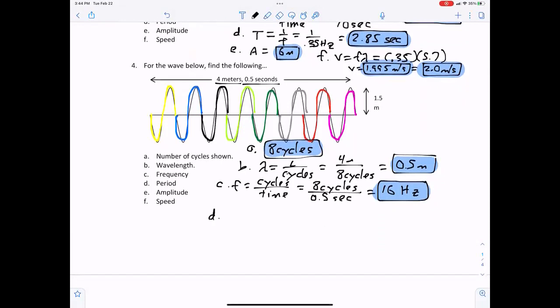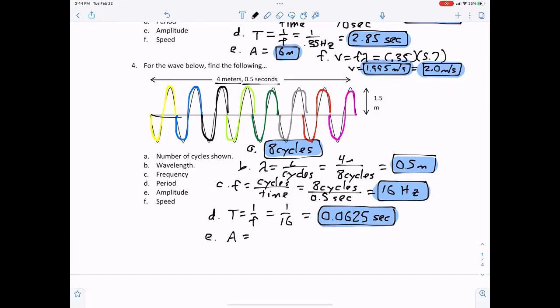Part D, we're looking for the period. Well, the period is the inverse of the frequency, so 1 over 16 is 16 inverse. Make sure you practice putting that in your calculator. 16 inverse is about 0.0625 seconds. Make sure you can do that yourself. Part E. Well, the amplitude is the distance from the middle to the highest or lowest point, which you can see clearly on the picture here, is 1.5 meters.